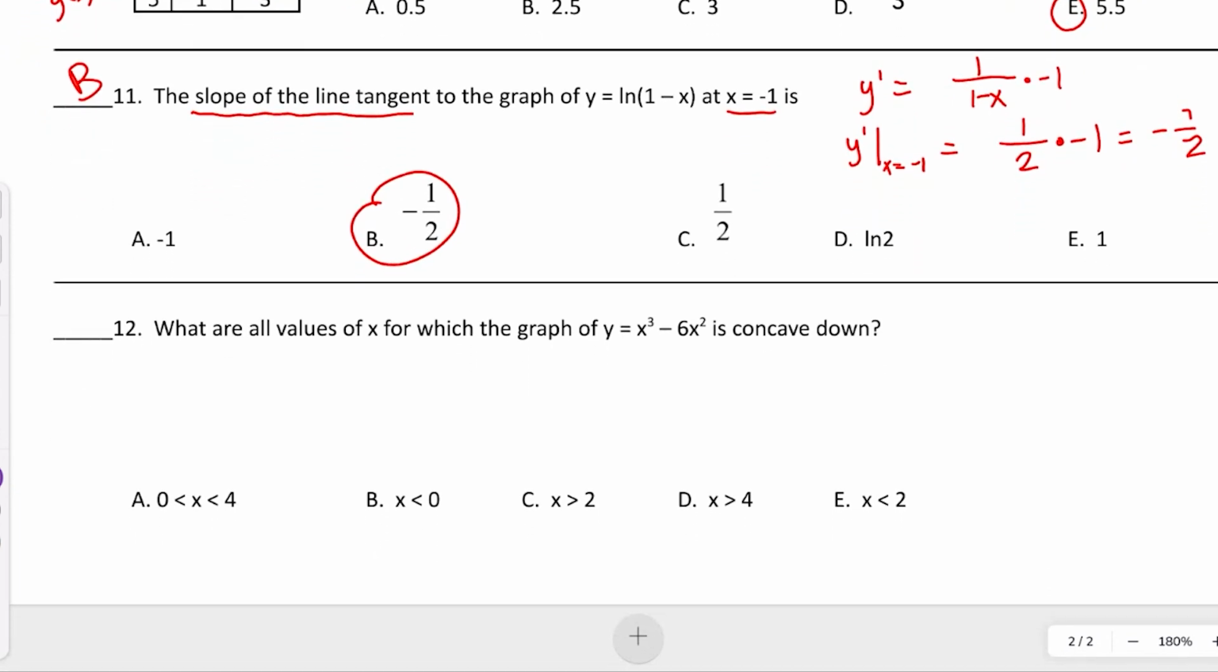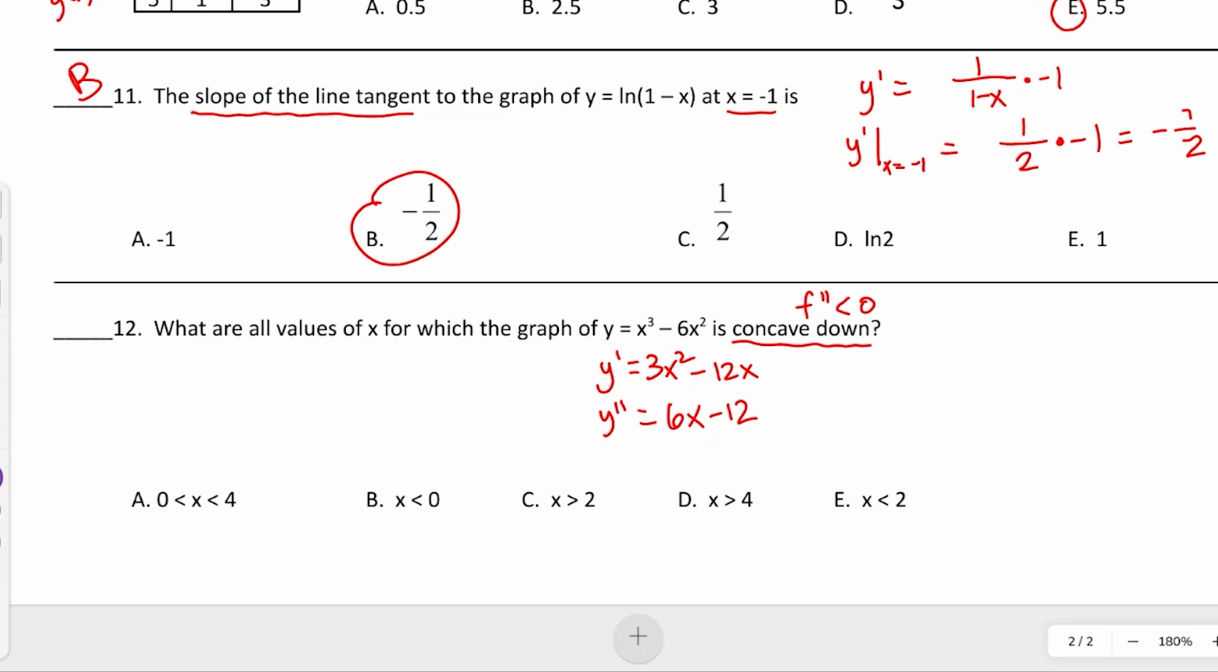Finally, number 12, it says, what are all the values x for which this graph is concave down? So we need to find when the second derivative is negative. So let's find the first derivative. Y prime would be 3x squared minus 12x. Y double prime, which is really what we're interested in here, is 6x minus 12. So to find when it's concave down, we need to find the intervals where f double prime is negative. So let's find when it's 0, like where those inflection points may be.